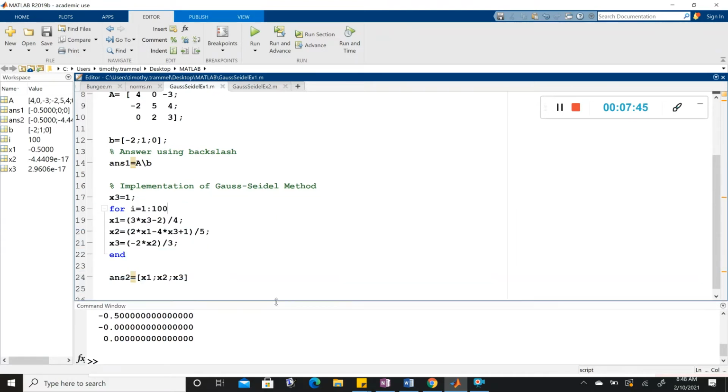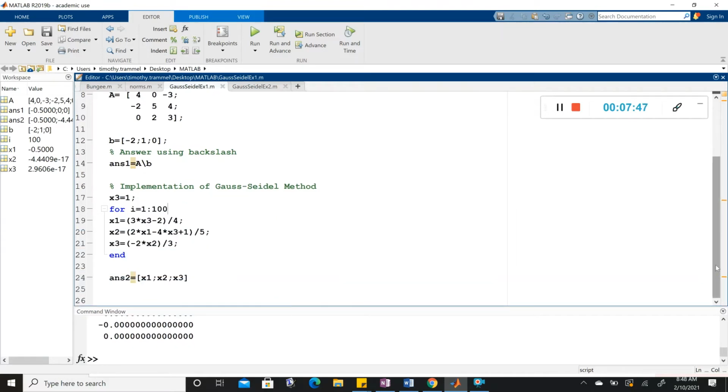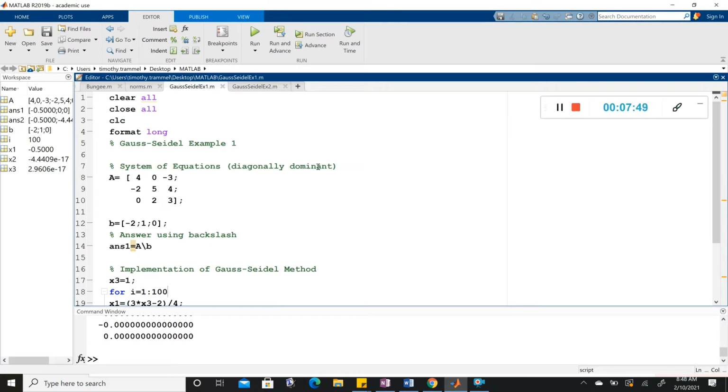Okay, but I want to talk more about this diagonally dominant portion. Again, it does not have to be diagonally dominant for this technique to converge on an answer. But if it's not diagonally dominant, it is not guaranteed that we will converge. And so I want us to look at one more example where it's not diagonally dominant, and we'll see what happens.